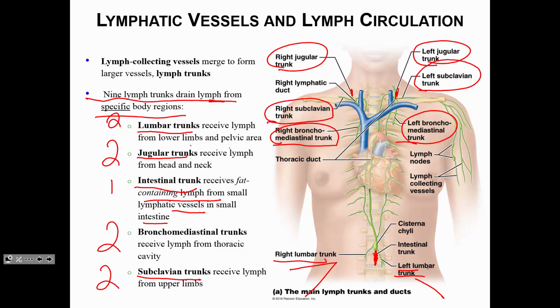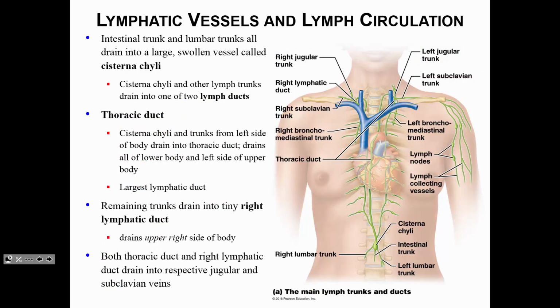And what they're going to do is drain lymphatic fluid from very specific regions of the body. Now, stay with me here because we've got to merge into even bigger trunks. The intestinal trunk and all the lumbar trunks are all going to drain into this swollen vessel called the cisterna chyli. Right here is where I'm talking about. The right lumbar trunk, left lumbar trunk, and the intestinal trunk. All three of these are going to drain into this area, which is called the cisterna chyli.